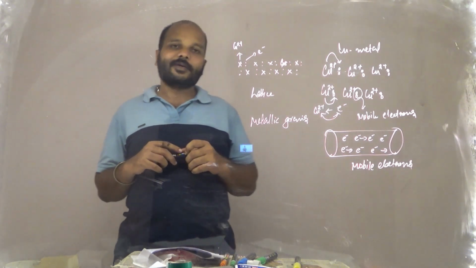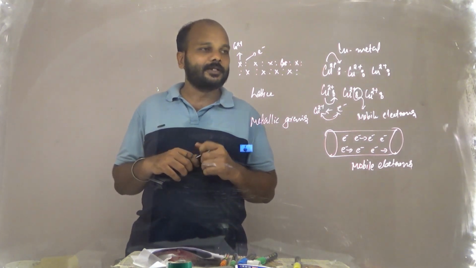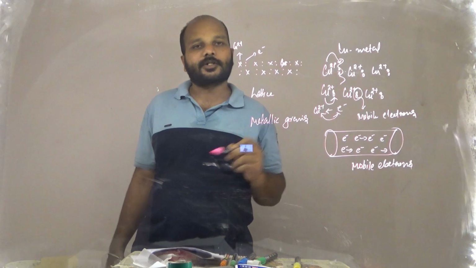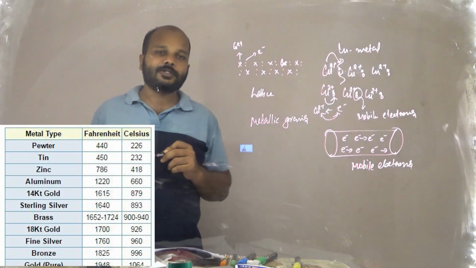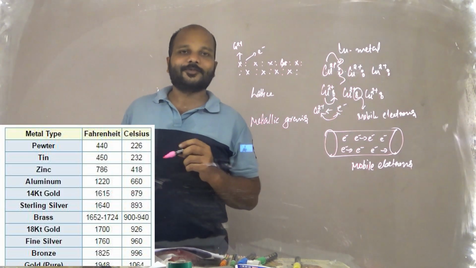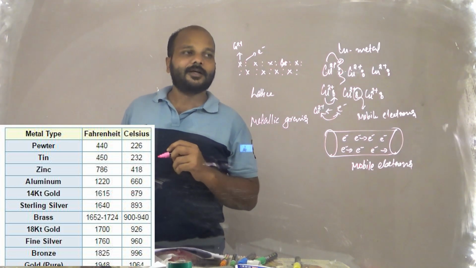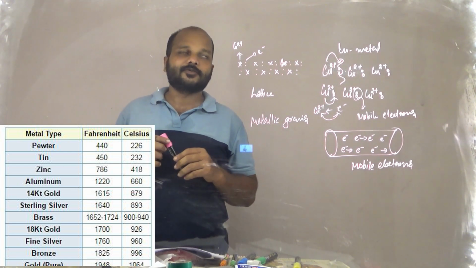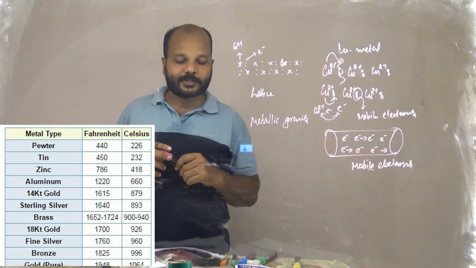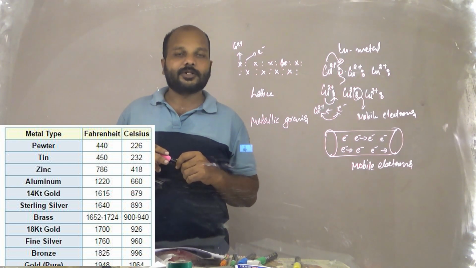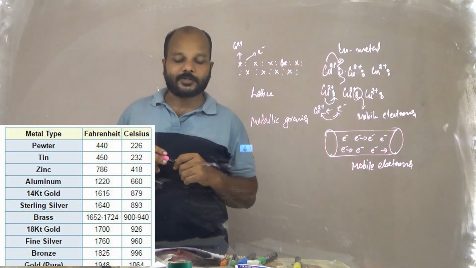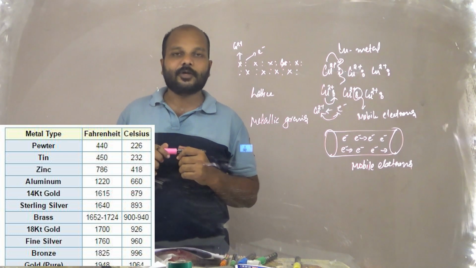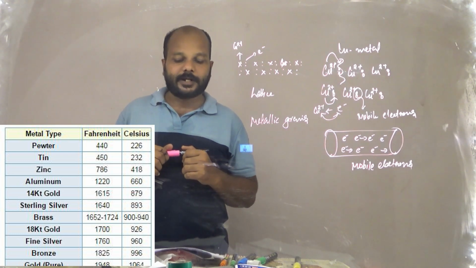Metals have very high boiling and melting points. It is very difficult to break the force of attraction between the metal ions and metallic electrons, because the force of attraction between them is very strong. For example, copper has 1083 degrees Celsius, nickel 1455 degrees Celsius, sodium 98 degrees Celsius, and mercury minus 39 degrees Celsius.